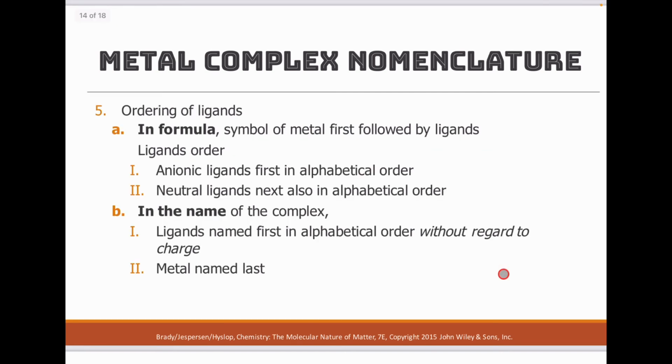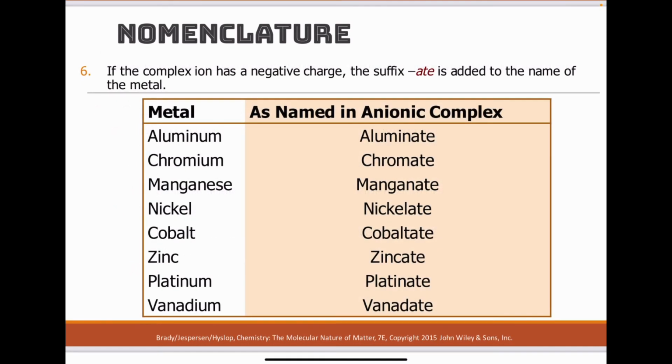Metal complex nomenclature, ordering of ligands in the formula: the symbol of the metal first, followed by ligands. Ligand order: ionic ligands first in alphabetical order, neutral ligands next, also in alphabetical order. In the name of the complex, ligands are named first in alphabetical order without regard to charge. The metal name is last. If the complex ion has a negative charge, the suffix -ate is added to the name of the metal.